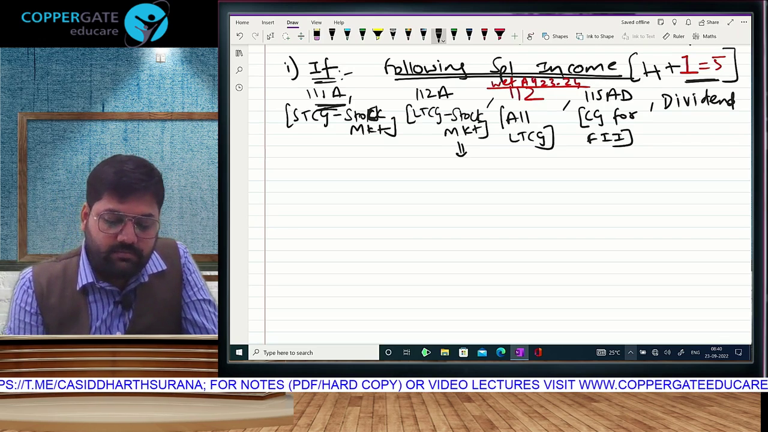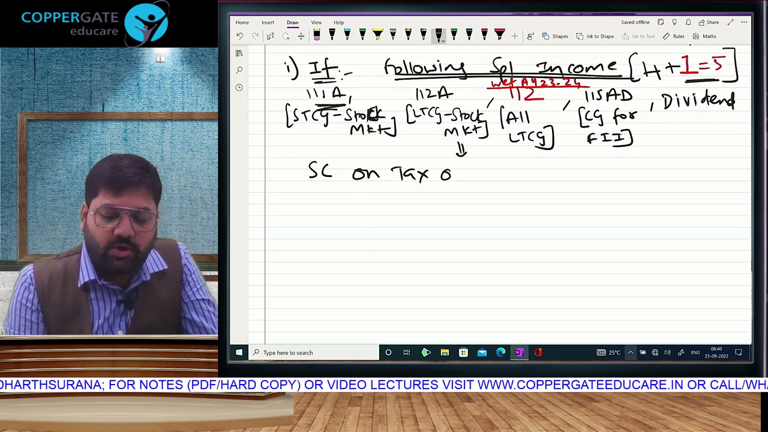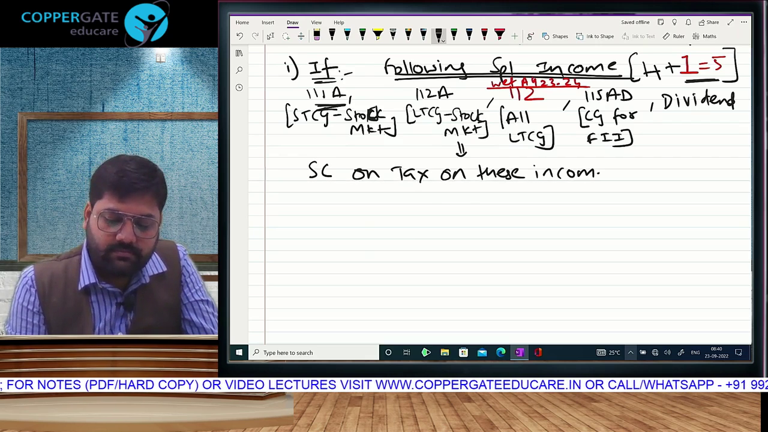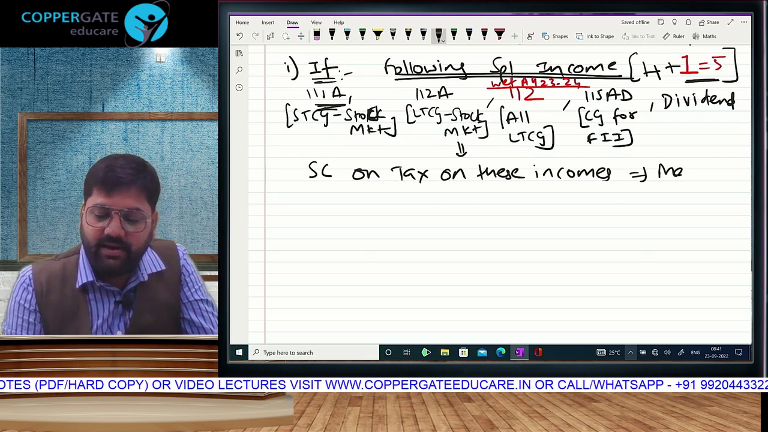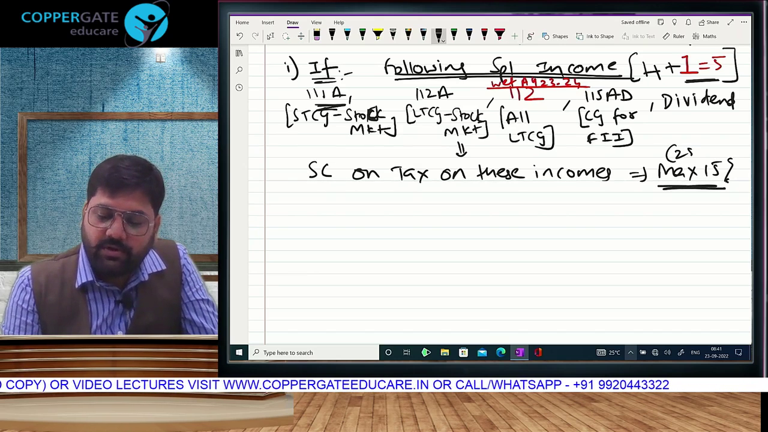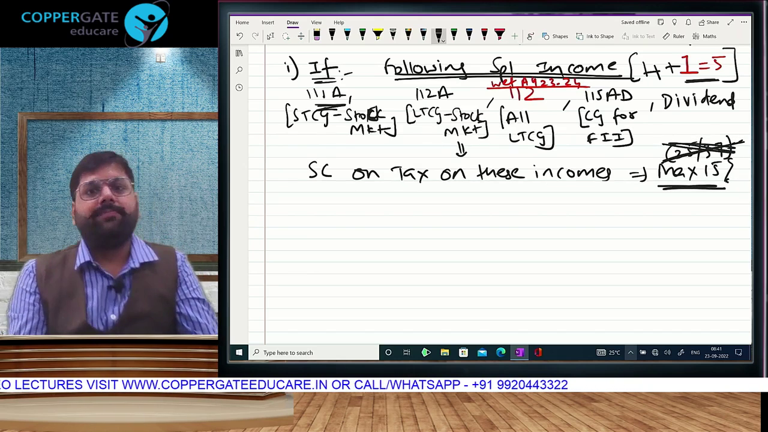So, the surcharge on the tax on these incomes will never exceed 15%. In other words, 25% and 37% will not be applicable.